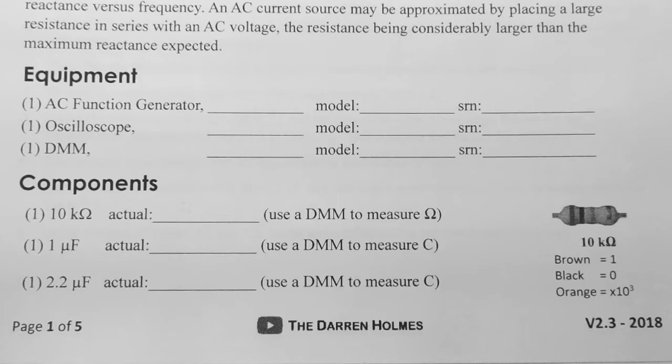We're going to be using 3 components today. We've got the 10K ohm resistor, and on the side of the page I've given you the resistor color codes so that you can find them easily in your parts kit. We're also going to be using a 1 microfarad and a 2.2 microfarad capacitor.